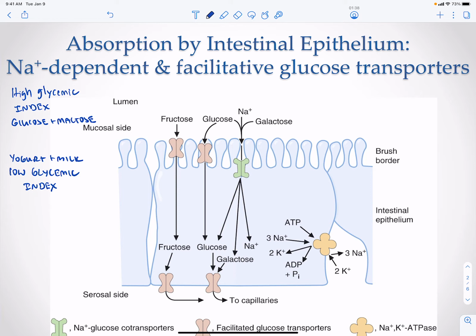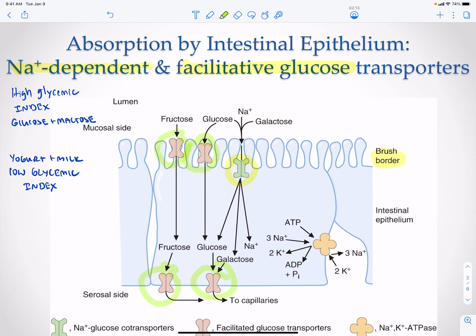Now, when we talk about absorption into the blood, there are going to be facilitative glucose transporters, and those are things such as your GLUT1, GLUT2, GLUT3, GLUT4, and you also have your sodium-dependent glucose transporters. And so those sodium-dependent glucose transporters are going to be associated with the brush border only. And so here's our sodium-dependent glucose transporters, and then we also have our facilitated glucose transporters.